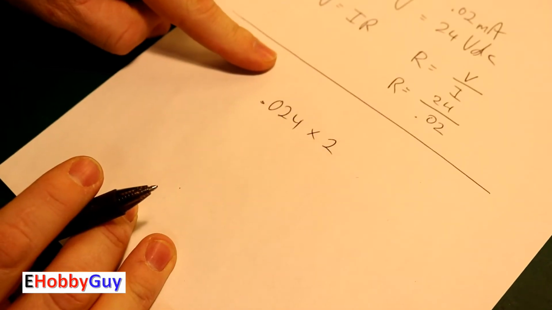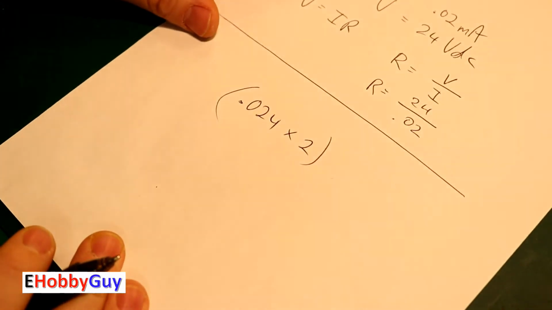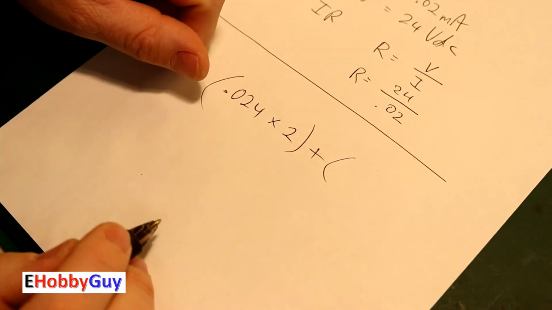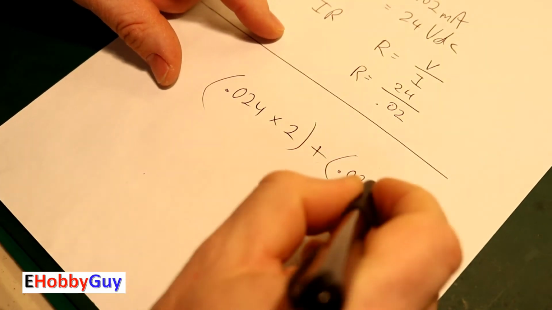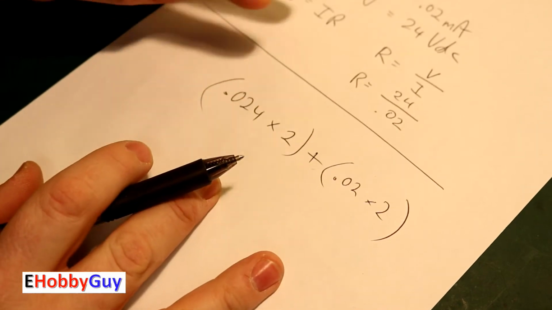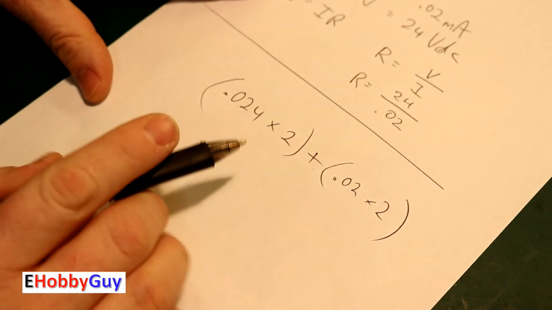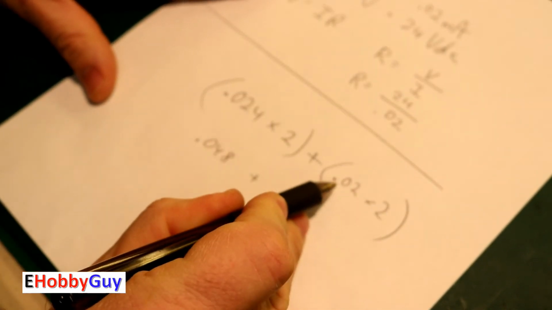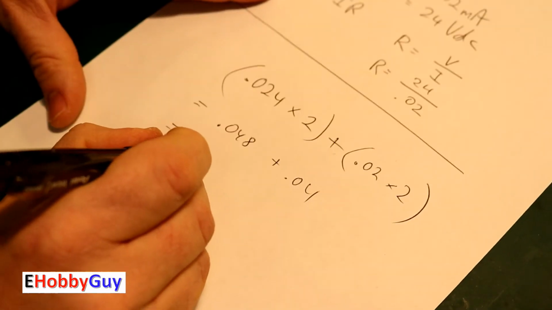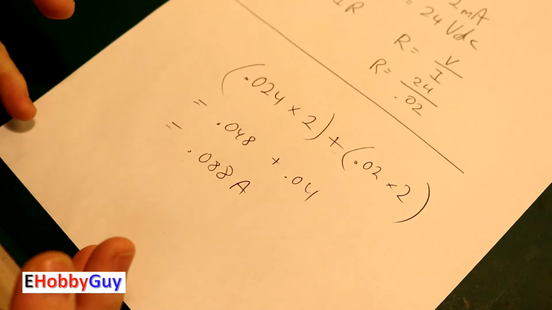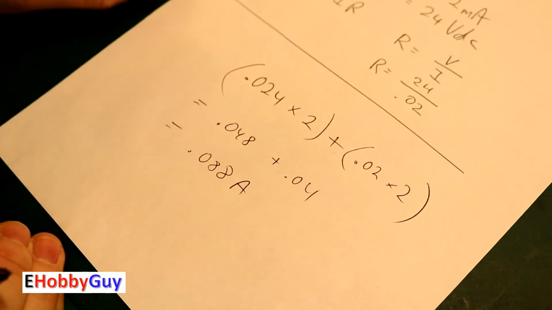I'm going to have 2 buzzers. We'll multiply that by 2. I'm going to have 2 LEDs. So we're going to add the current for 2 LEDs, and we know that's going to be 20 milliamps, 0.02 amps times 2 LEDs. Let's figure out what this total current is going to be for the 2 buzzers and the 2 LEDs. 2 times 0.024 is 0.048, plus 2 times 0.02 is 0.04. Adding these together, 0.088 amps. So 88 milliamps is going to be the total current taken by the 2 buzzers and the 2 LEDs.